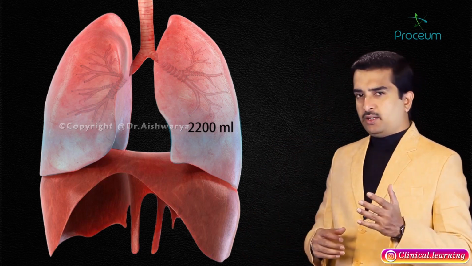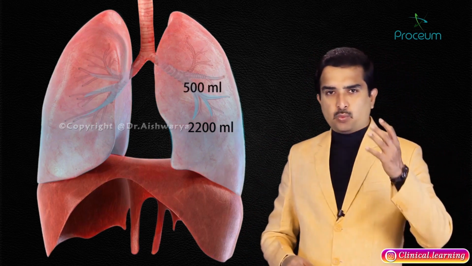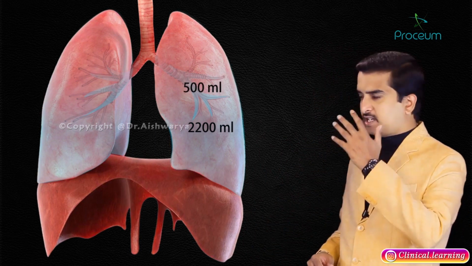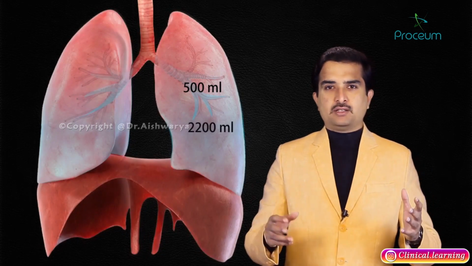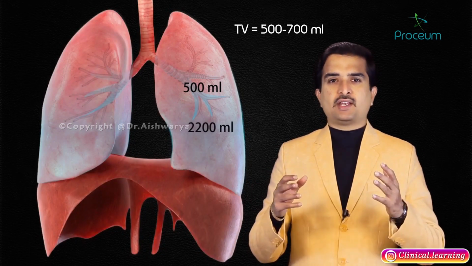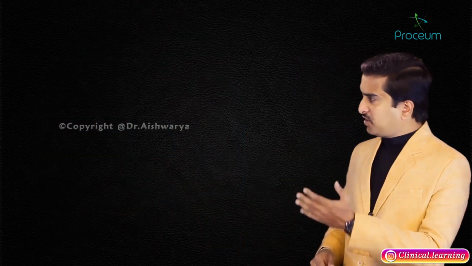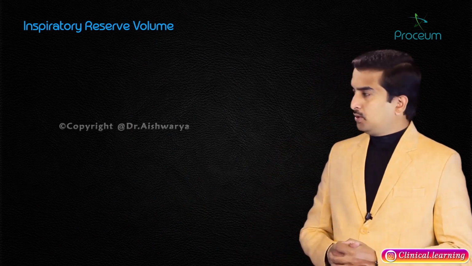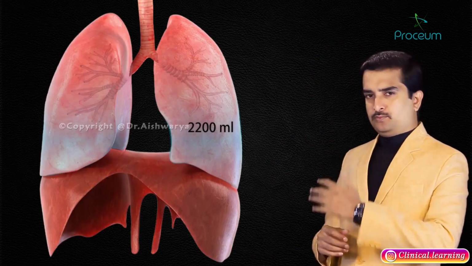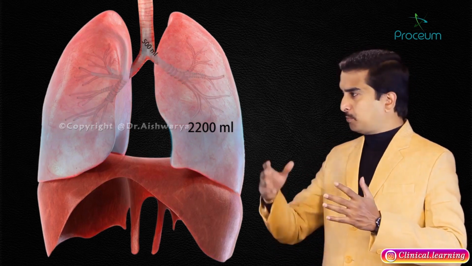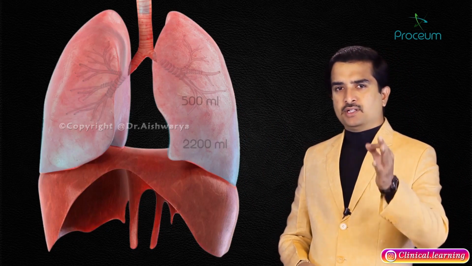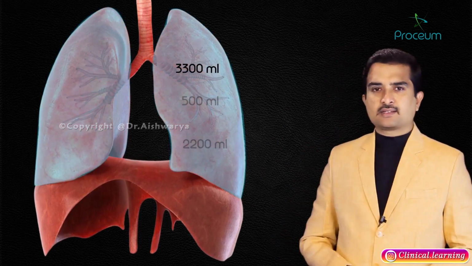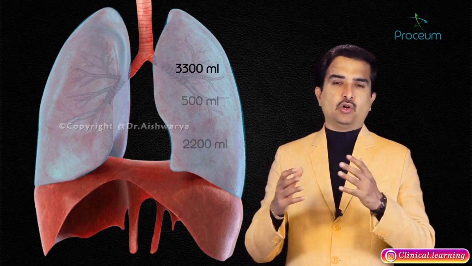The amount of air moved during quiet breathing, both inspiration and expiration, is about 500 ml, approximately between 500 and 700 ml. The next one is the inspiratory reserve volume. After the tidal volume, which means after a person inspires 500 ml, the maximum amount of air the person can additionally inhale is called the inspiratory reserve volume.